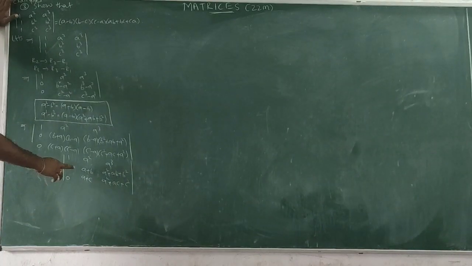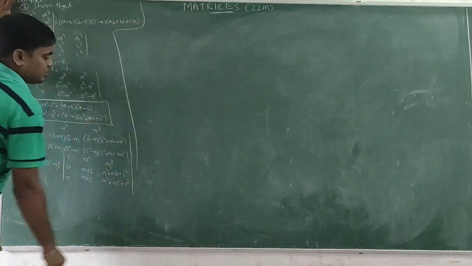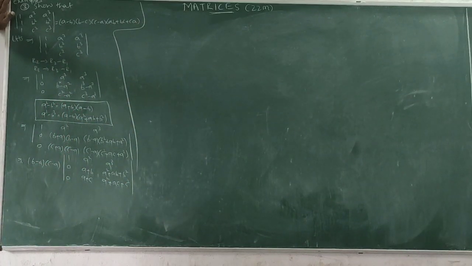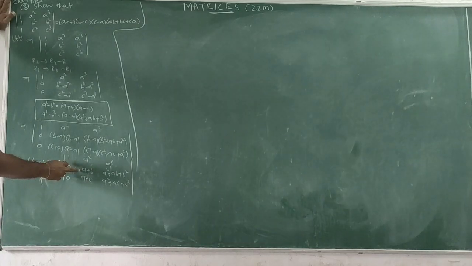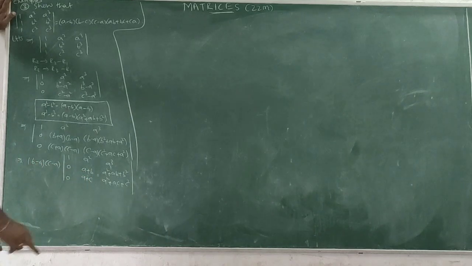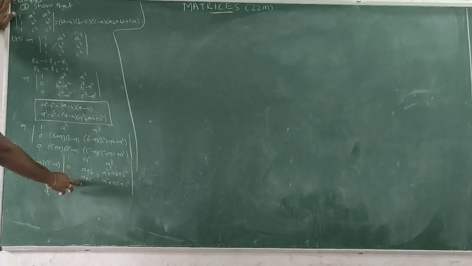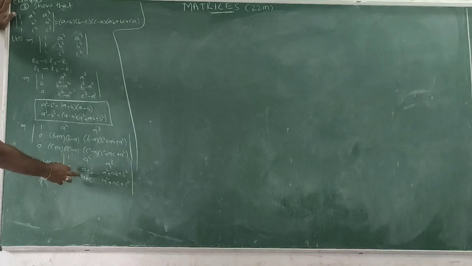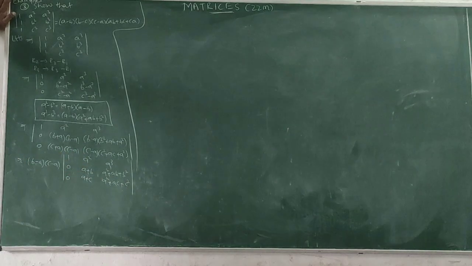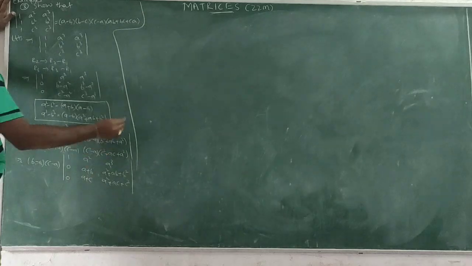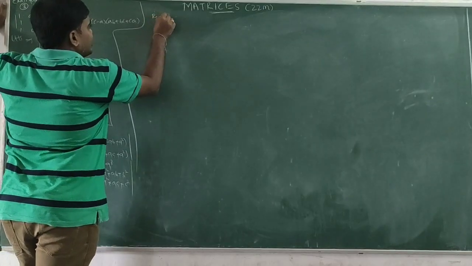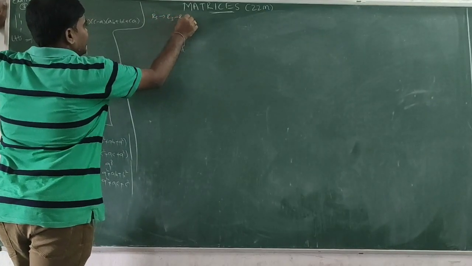Again, if we simplify by multiplying, it will be somewhat difficult. So what I am doing is, in this a plus b and a plus c, and in this a square and this a square, if I want to take the difference, this a will get cancelled and this a square will get cancelled. That's why I am doing R3 changes to R3 minus R2.